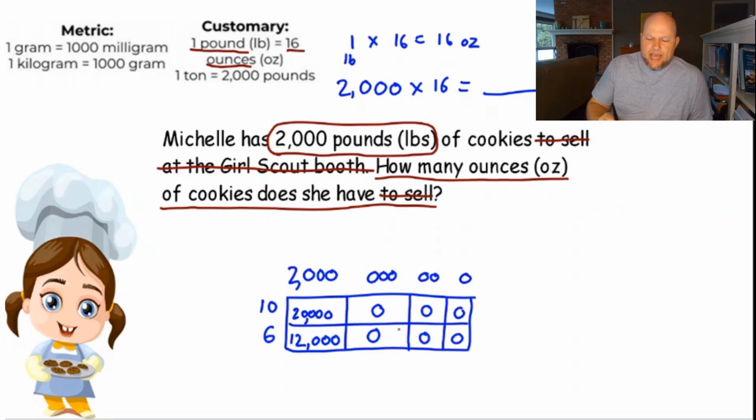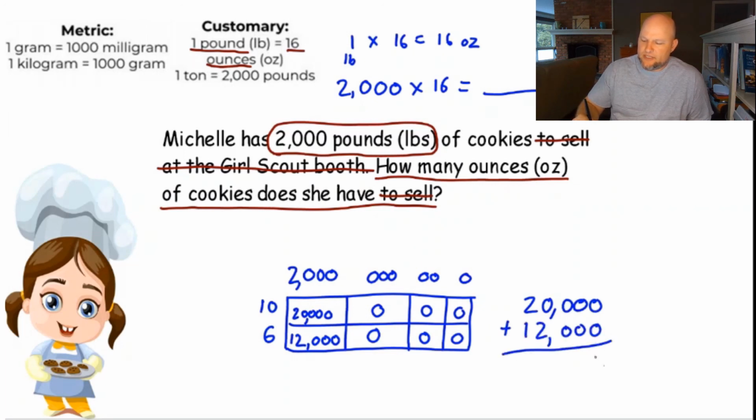So now we have to add all of the numbers in the grid together. Since these all equal 0, we don't need to worry about those. So let's add 20,000 to 12,000. 0 plus 0 is 0, 0, and 0. We have 0 plus 2 is 2, and 2 plus 1 is 3.